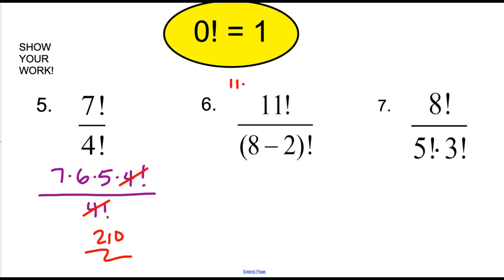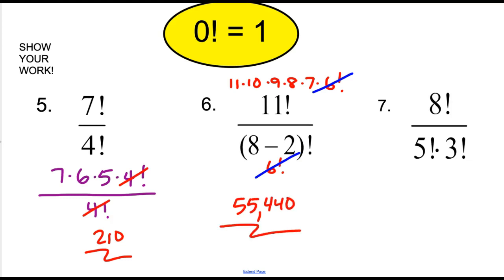We have 11 times 10 times 9 times 8 times 7 times 6 factorial over 6 factorial, because you do the 8 minus 2 first. And so then you can cancel off these, and we are left with just the product of 11 times whatever all that stuff is. I'll do it again here, 11 times 10... Yeah, 55440.